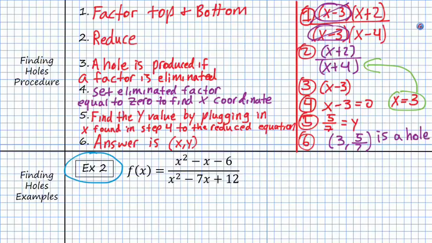So this is a point where our graph will never exist. So it's like this empty space that we have. So our answer here is that the graph will have the point 3, 5 over 7 as a hole.